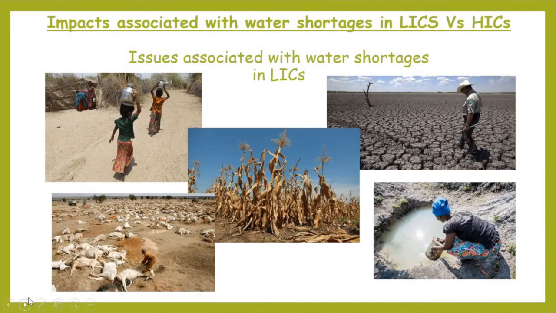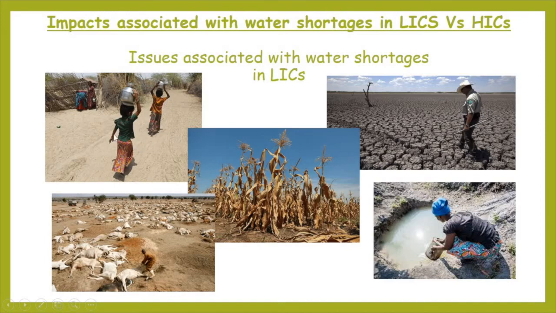Impacts. Right then, if you have a water shortage in a rich country versus a water shortage in a poor country, what are the varying impacts? So put a subheading, impacts associated with water shortages in LICs versus HICs. And then we're going to deal with LICs first. So subheading or spider diagram. Okay, so these picture clues sort of tell you everything you need to know. If you don't have enough water in a poor country, first bullet point or part of your spider diagram.